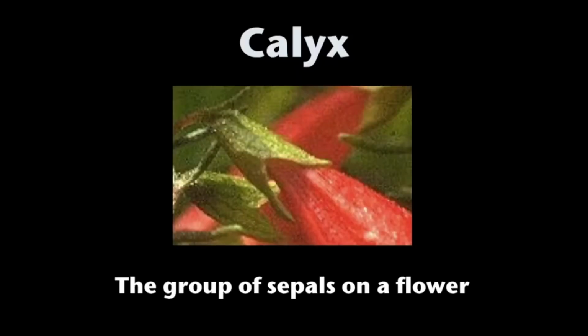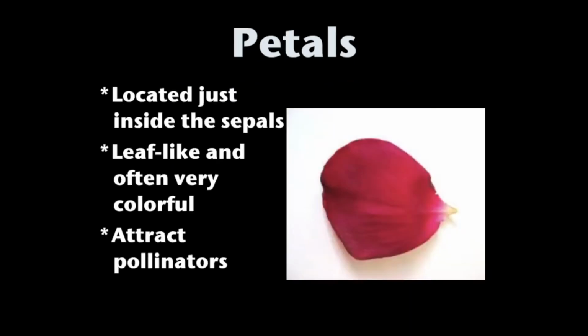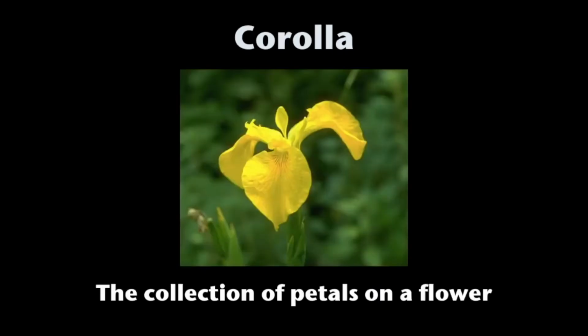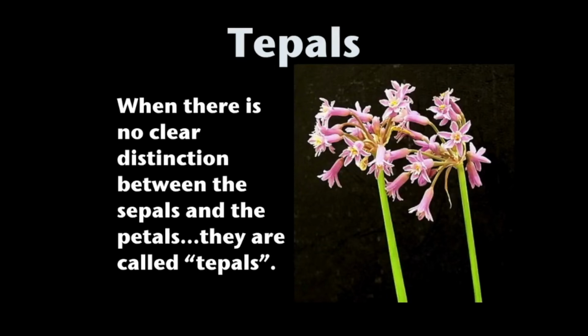The calyx is a group of sepals. Petals are located inside or above the sepals. They are very often leaf-like. The purpose is to attract pollinators, such as bees. The corolla is a collection of the petals, all the petals together. Tepals are a merging together of the petals and sepals. This is where there is no clear distinction between the sepal and the petal.